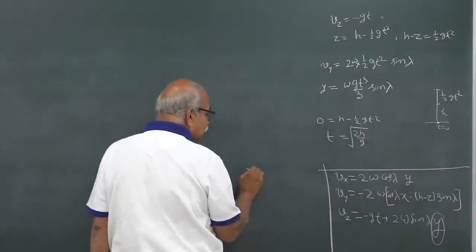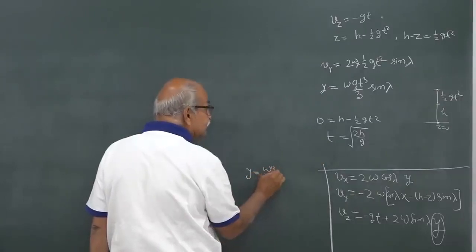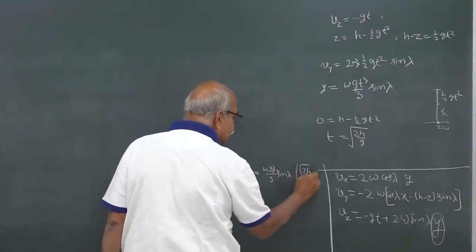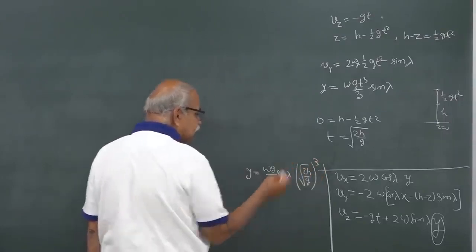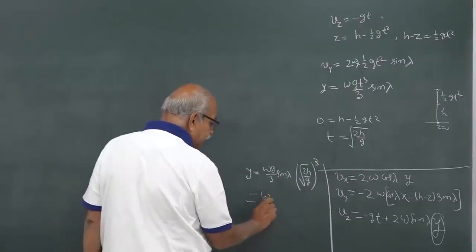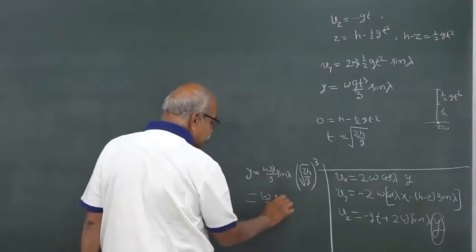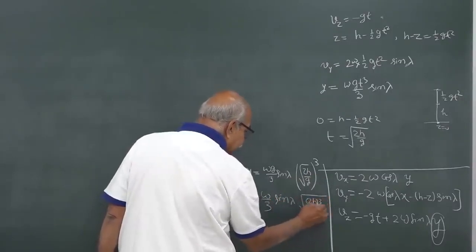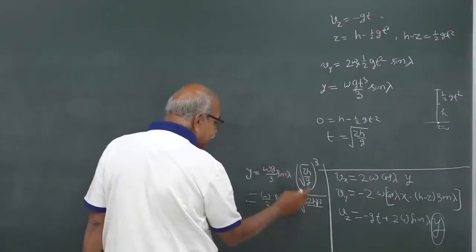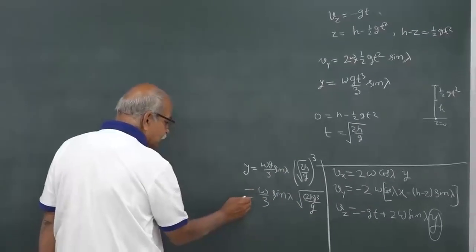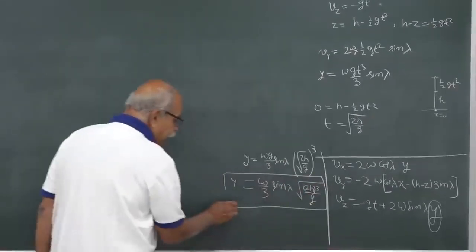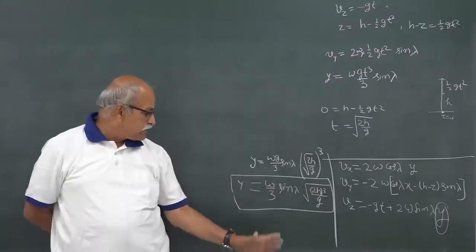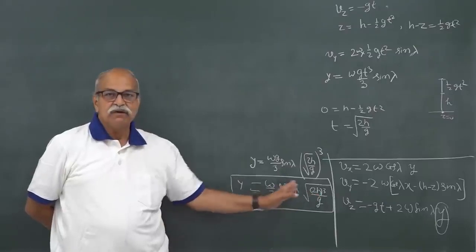So, if you write this in terms of h, in place of this t, you will be writing this. So, you have y is equal to omega g by 3 sin lambda, and then t cube, that means the square root of 2h by g cube. Here, omega by 3, sin lambda, and then square root, this is 2h cube, and this is g cube, 1 g cancels, and it will be g here. So, this is your y, this is your deflection. If you drop a ball from height h and it falls on ground, it will also be deflected towards east with this much of amount.